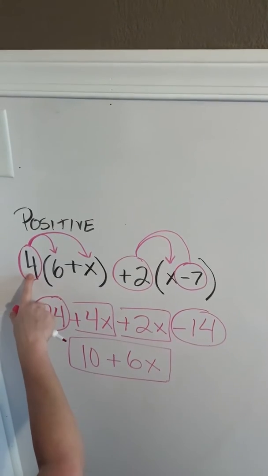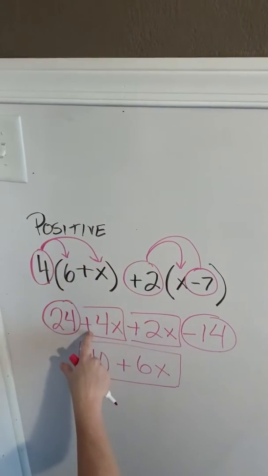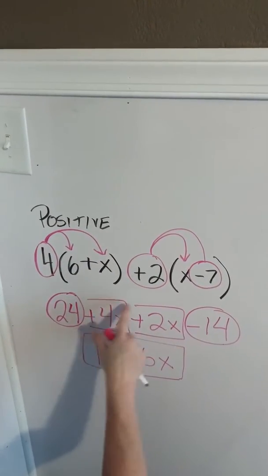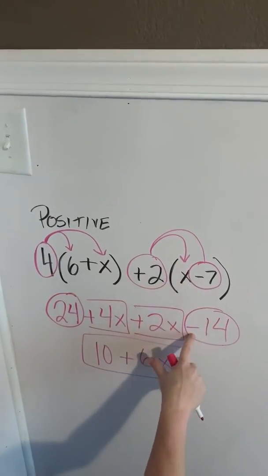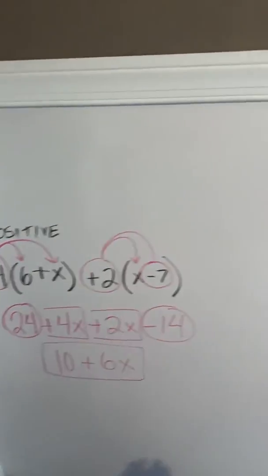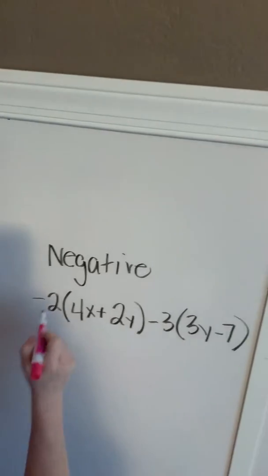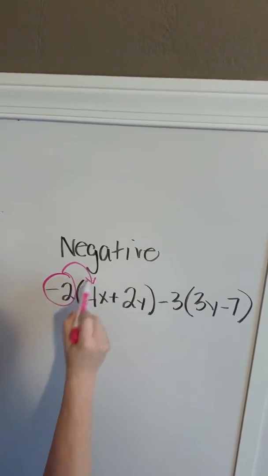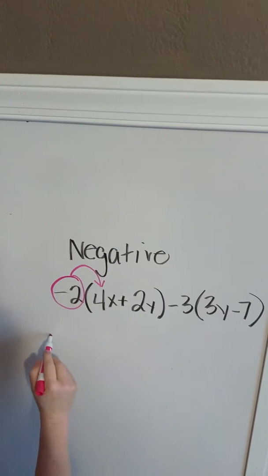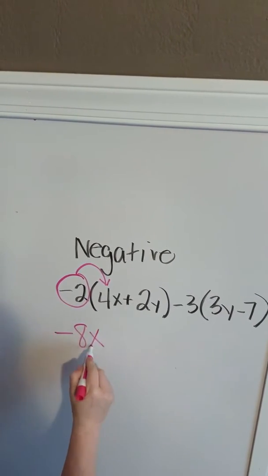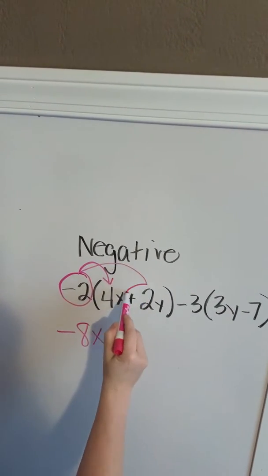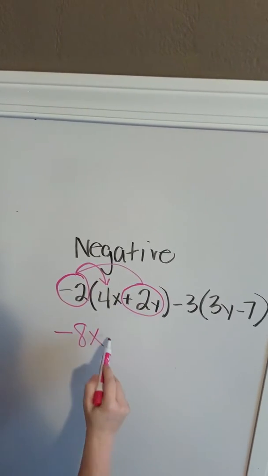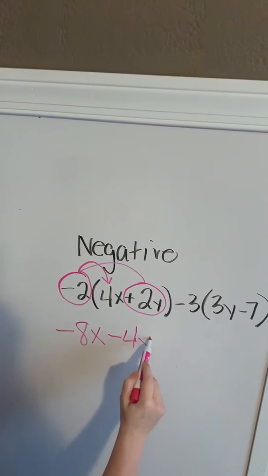So notice when we distribute a positive, the signs stay the same. We distribute a positive and the signs stay the same. But when we distribute a negative, that sign's going to change. Negative 2 times 4x is negative 8x. Negative 2 times positive 2y is negative 4y.